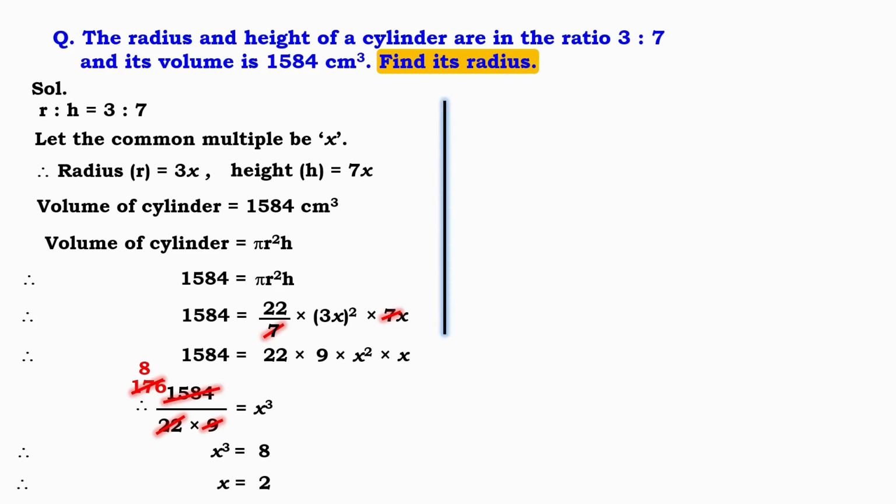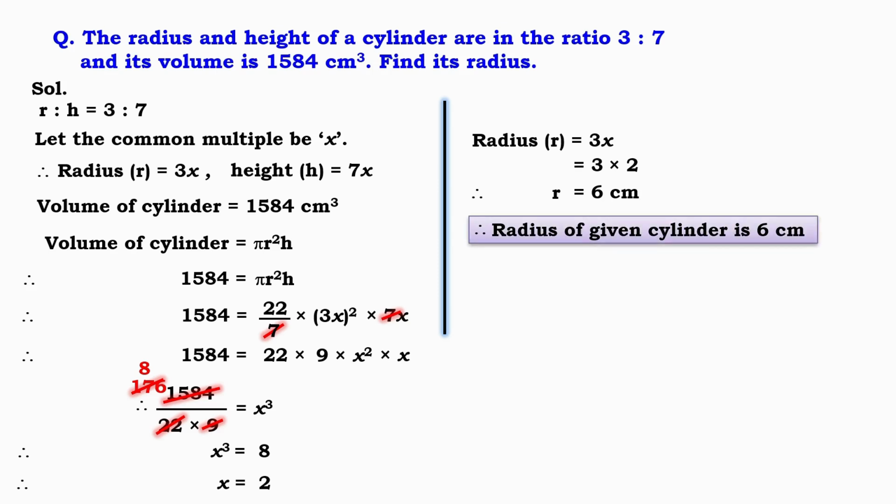Okay, so x we already got. Now the radius will be 3 into x. So 3 into 2 is equal to 6 centimeter. If they ask you to find the height, then you just need to multiply the x with 7, then you can find the height also. So the radius of the given cylinder is 6 centimeter.